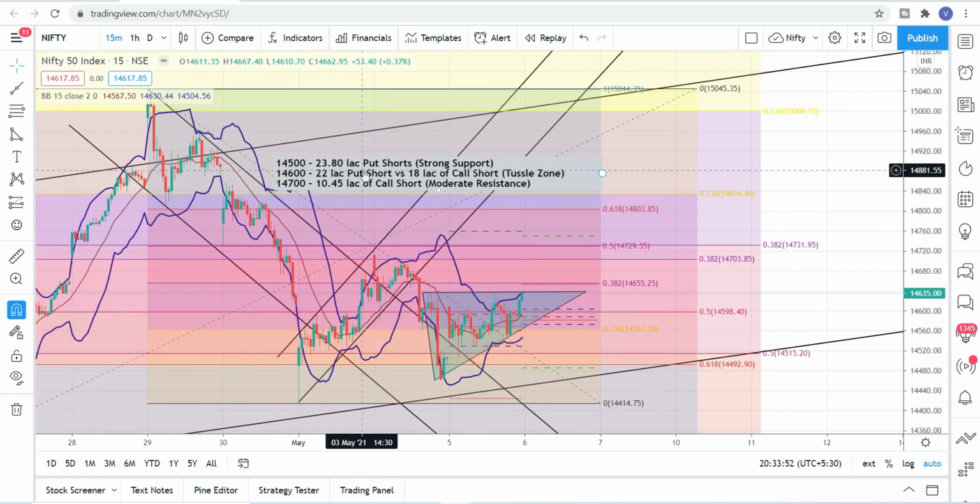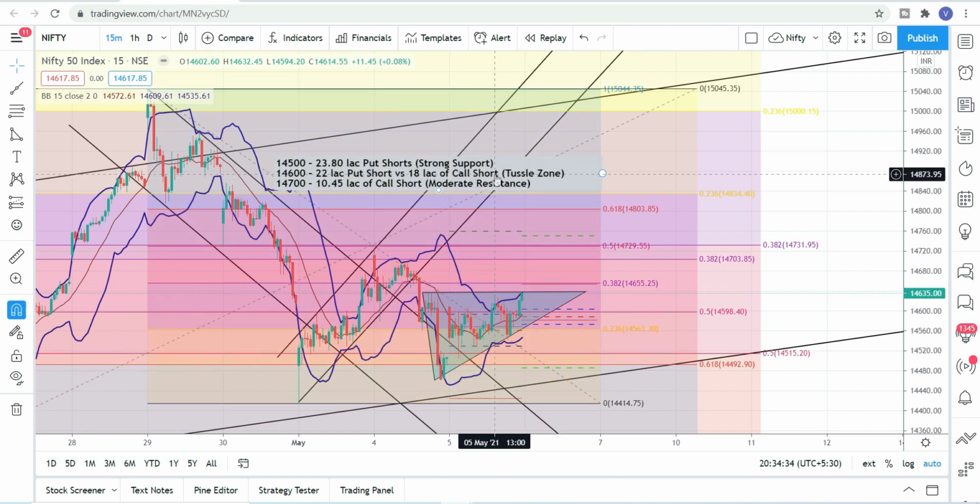With respect to OI data, we got 23 lakh put shorts at 14,500, which is pretty strong. We got approximately 11 lakh call shorts at 14,700, which is a moderate resistance, not quite a strong resistance. We got 22 lakh put shorts and 18 lakh call shorts at 14,600, which is sort of a tussle zone. But it appears that we are so far comfortably trading above the 14,600 shorts, so just 10, 15 or 20 odd points above the current levels, it should trigger the short covering at least of the call shorts.